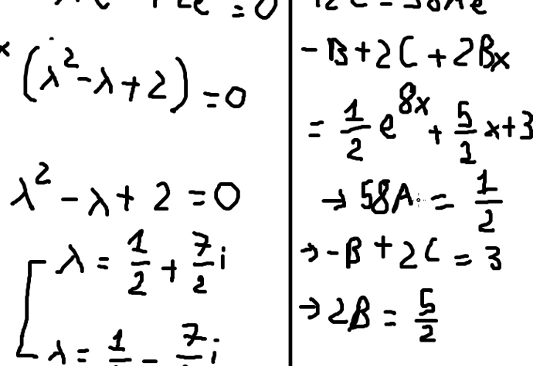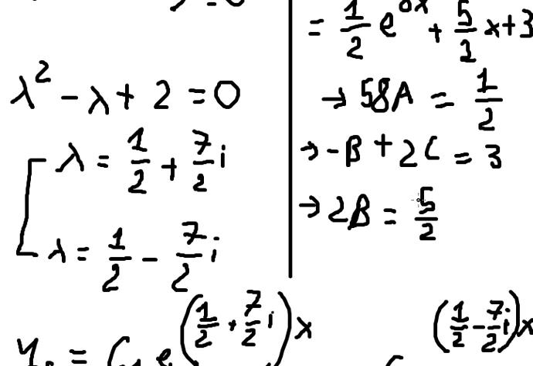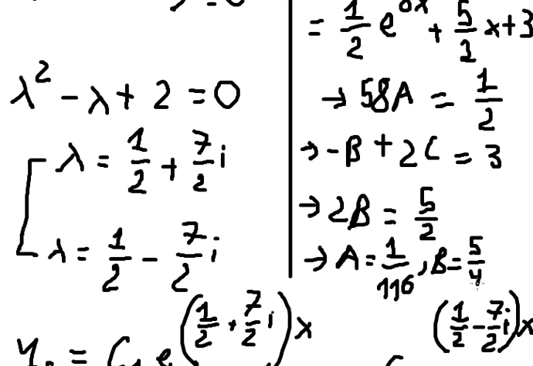And now we need to find the solutions of A, B, C. So about A, we put the coefficient to the right, so we have 1 over 16. About B, I will put number 2 going here, so we have 5 over 4. 5 over 4 we put in here to find the value of C. So C equals 17 over 8.